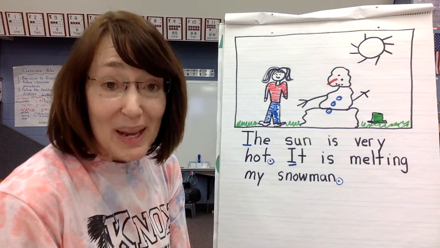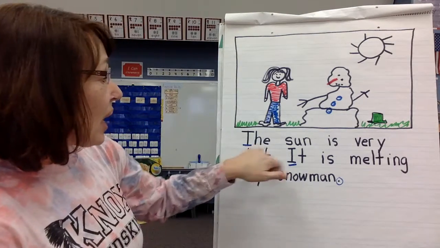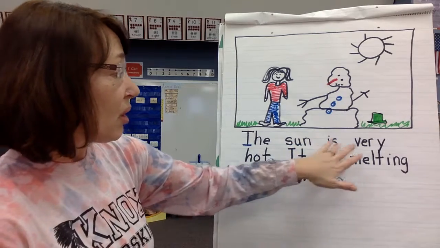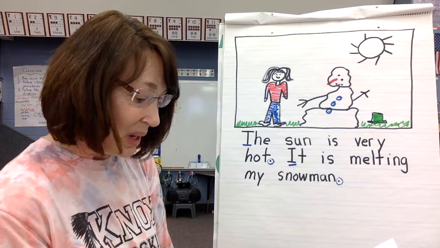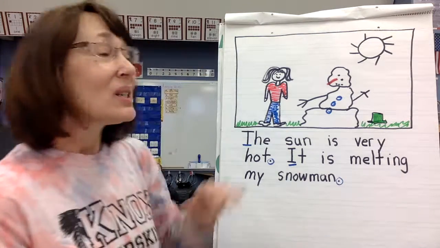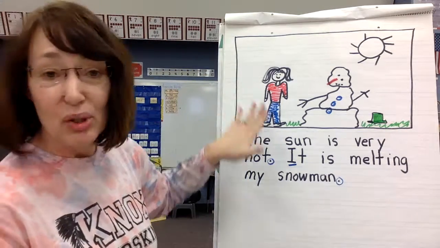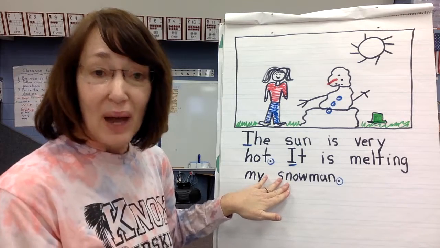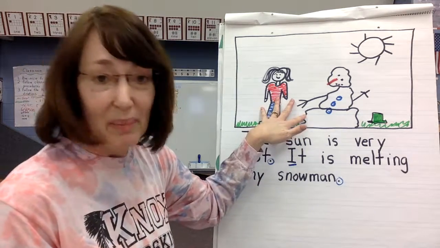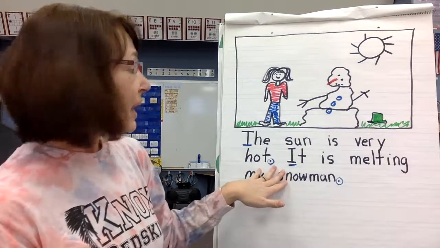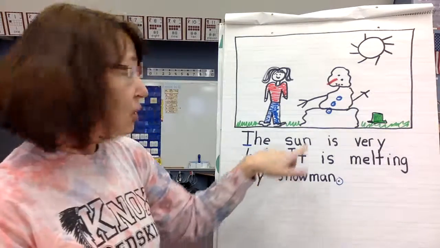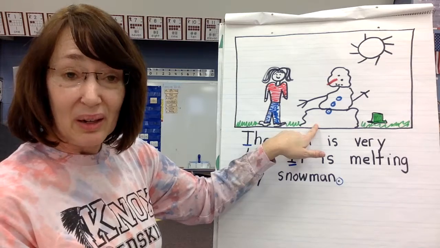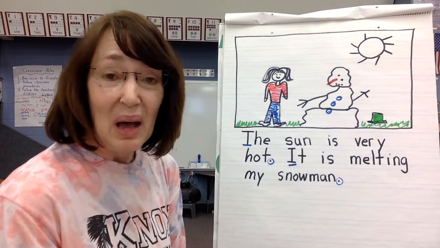Did I do my best handwriting? I tried my best really hard to make it legible so that you can read it. So do your best handwriting. And the last thing you need to check, does your picture match your words? If I drew a picture of an elephant, that wouldn't match very well. But my sentence is about the sun being hot and melting the snowman, and you can see my melted snowman here. So I think it works.